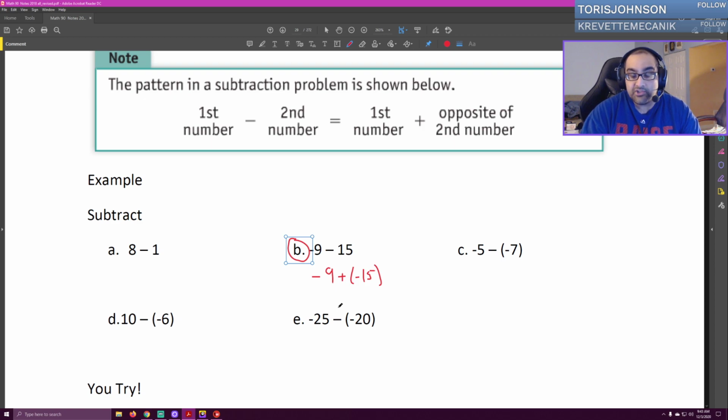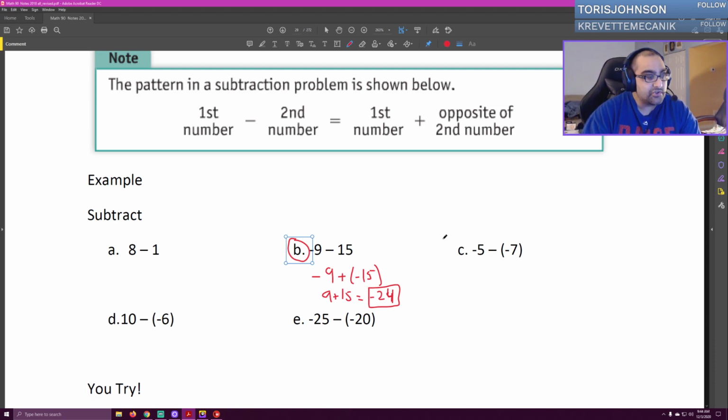Now, in this case here, we have two negative numbers that we're adding together. Go back to our technique here. Take 9 plus 15, and 9 plus 15 here is 24. And then we tack on a negative here at the end just because, again, they are both negative to start with. So -24 here is your final answer for that.